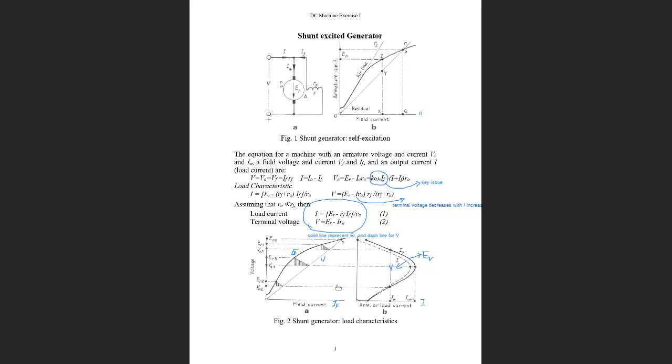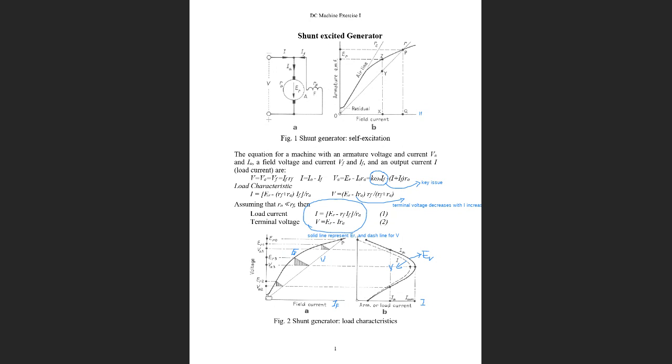That's the meaning of it. Because this is a self-excited generator, when the loading current changes, the terminal voltage changes, the field current changes, and the internal generator voltage changes. So that's the relationship. It is not a straight line, as you can see here, because ER against the field current is not just a straight line.